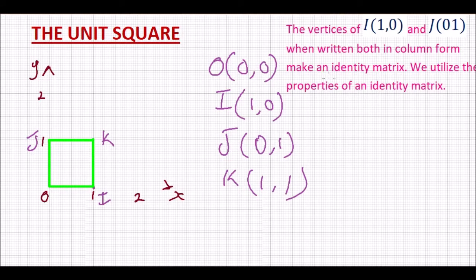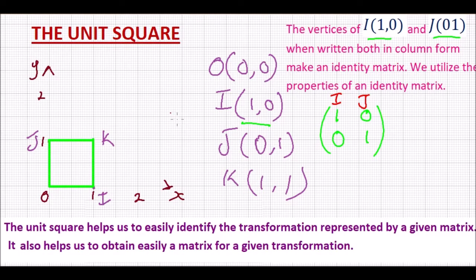So we are saying that the vertices of I, which is 1, 0, and J, when written both in column form, make an identity matrix. We utilize the properties of an identity matrix to help us identify the matrix of transformation. So here we have, this is our I. So I can be written as 1, 0 in column form, and the J can be written as 0, 1. We put the bracket. So you note here that this is an identity matrix, whereby this is our I and this is our J.